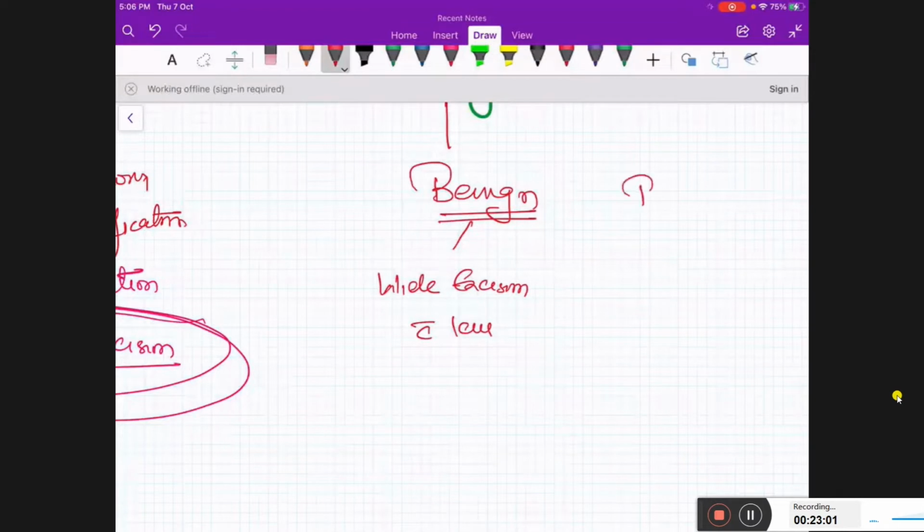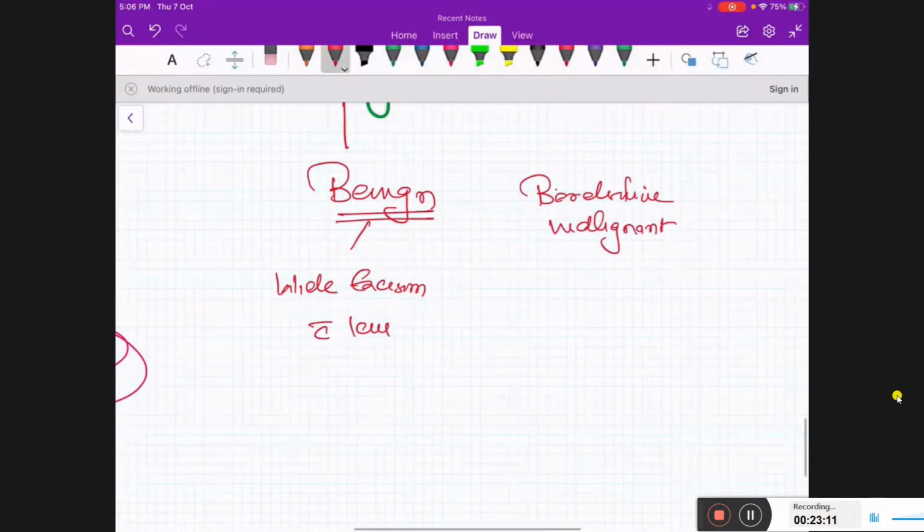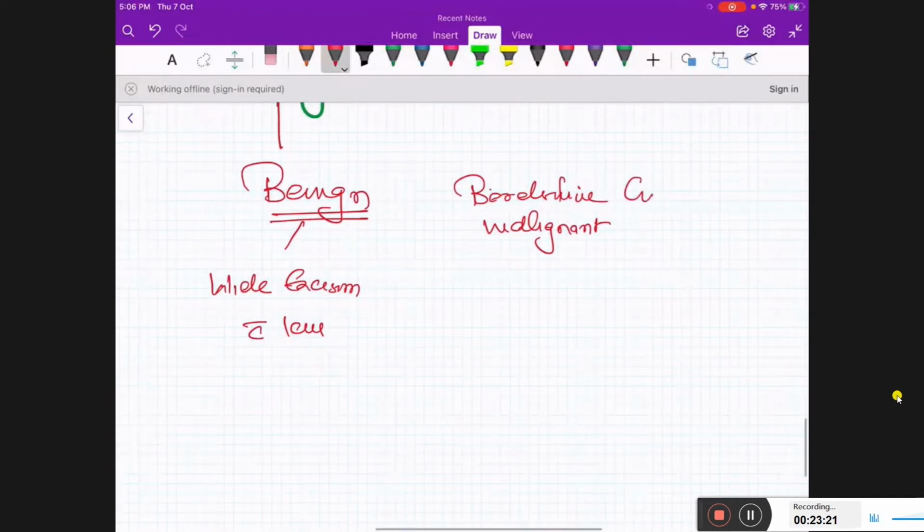Sometimes we can have a borderline malignant phyllodes tumor also. Usually phyllodes tumor is benign, but sometimes it can have a malignancy in it also. When it is malignant, it is called cystosarcoma phyllodes.